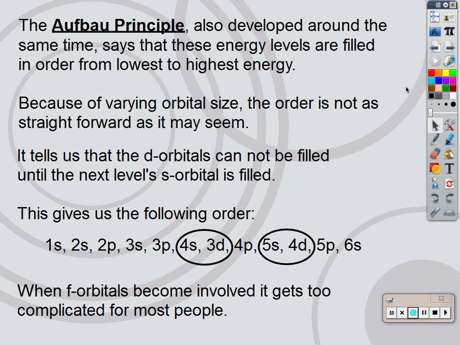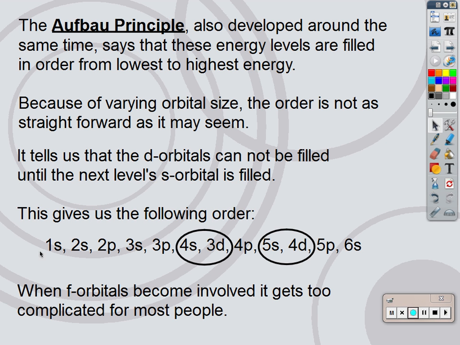So when you look at an electron configuration, you'll see the s and the d orbitals are out of order. This is because the s orbitals are much larger than d orbitals. So it actually takes less energy to put something into the s orbital on the next level than it does the d orbital on the current level. So when you see these electron configurations, they will be a little bit out of order.